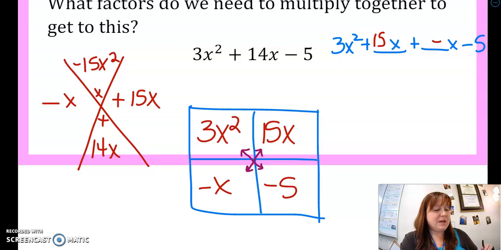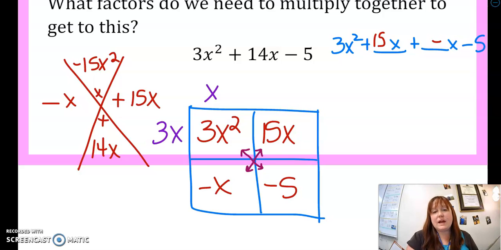Well, to get to 3x squared, I know that this had to be 3 times x. This had to be 3x times x, because that's the only way to get to 3x squared: 3x and x. So that had to be 3x. Oop, I put it in the wrong spot already. This one had to be 3x, right? And this one had to be x.